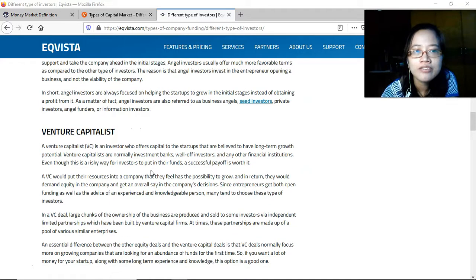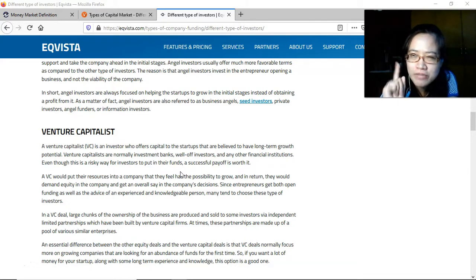Okay. Venture capitalist, an investor who offers capital to the startups that are believed to have long-term growth potential. Venture capitalists are normally investment banks, organizations, financial institutions, well-off investors, and any other financial institutions. Even though this is a risky way for investors to put in their funds, a successful payoff is worth it.